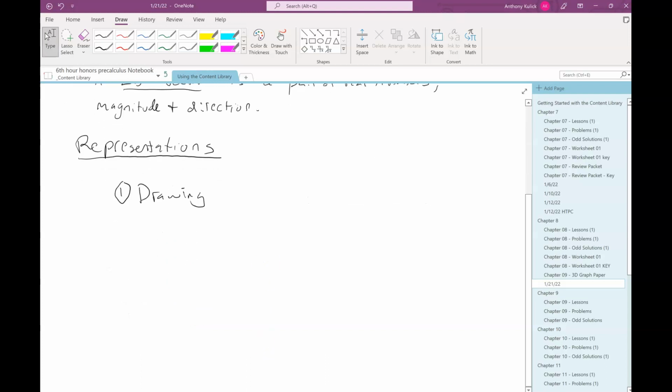So the first representation we'll talk about is a drawing, or a geometric representation. A drawing of a vector is going to contain 2 points: 1 point at the beginning and 1 point at the end. Typically, we draw one end of our vector as a point. We call that end the tail. And the other end of our vector we draw with an arrowhead. We call that the head of the vector.